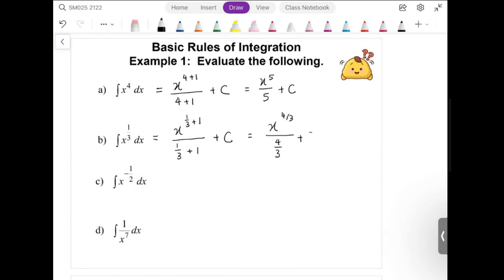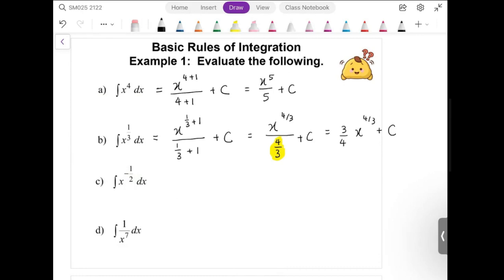If we simplify this out, we're going to get x to the power of 4 over 3 divided by 4 over 3 plus c. But then something is wrong here. Why? Because in the denominator part, we have a fraction. And that cannot be the simplest form. So for the final answer, we have to flip it over. Our final answer here would be 3 over 4 x to the power of 4 over 3 plus c. Baru dia jawapan tu jadi cantik.